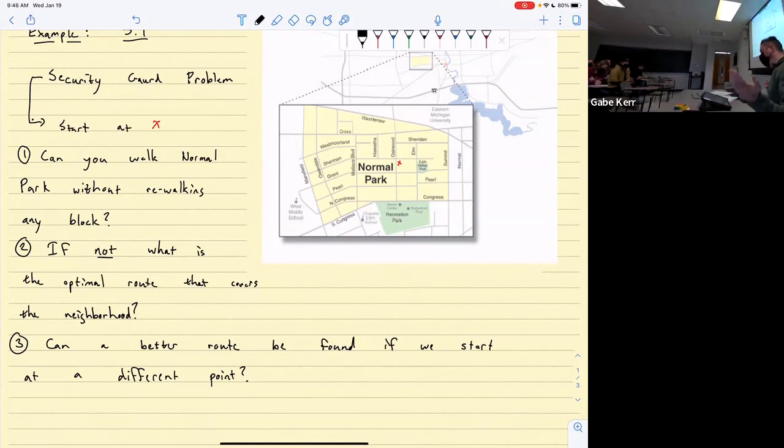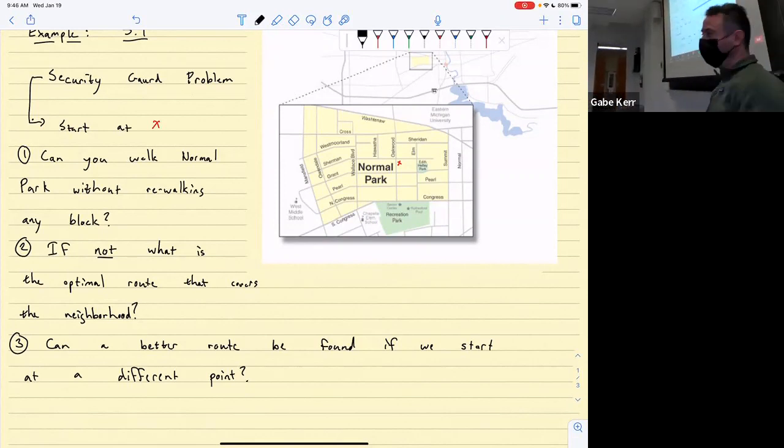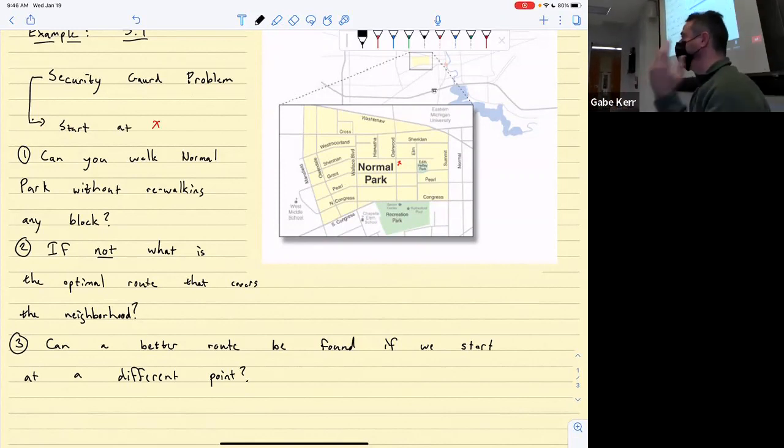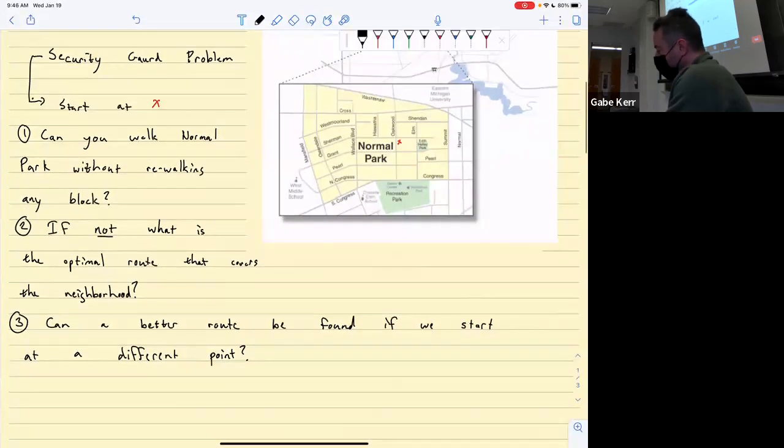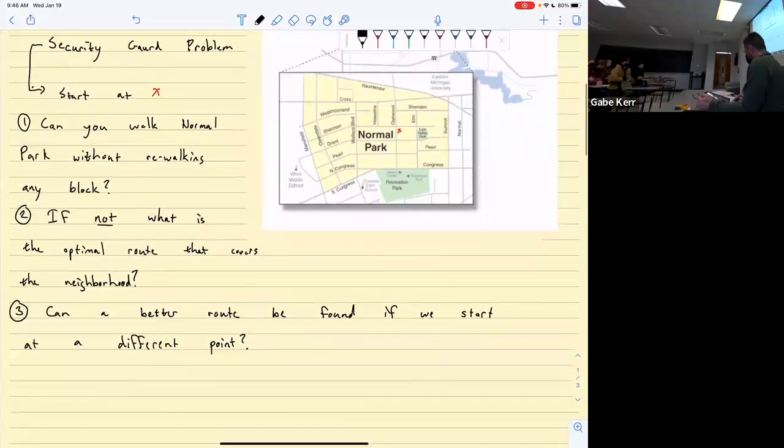So this is, I would say, almost too practical of a problem, right? I mean, if you were a security guard, you probably would want an answer. So it's too complicated. Let's see if we can.